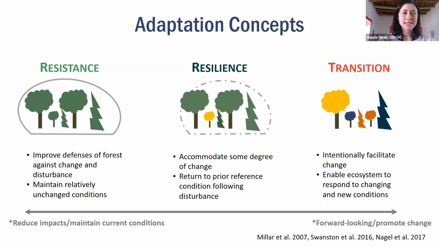While maintaining conditions might seem ideal, like you might have in resilience and resistance, like we talked about, there might be times when the risks to maintain these systems are just too great. So as you explore the adaptation menus, try to think about which strategies and approaches reduce impacts and maintain current conditions, and which ones are more forward-looking, where you're intentionally facilitating change in your local project.